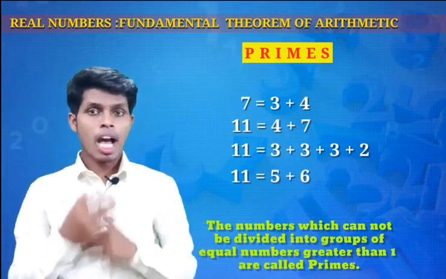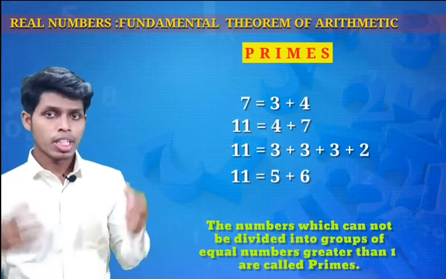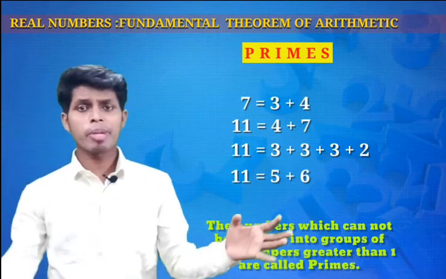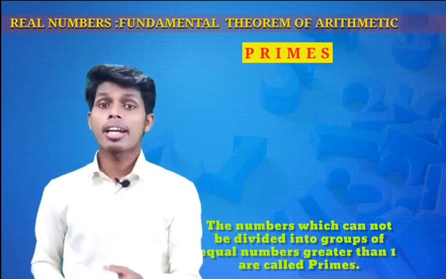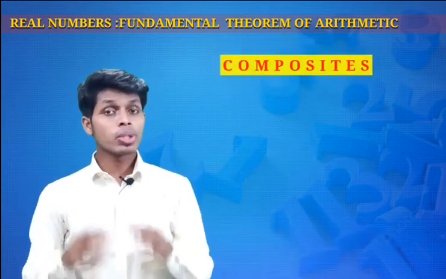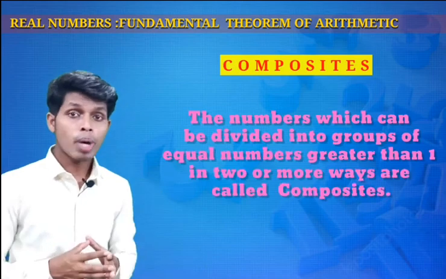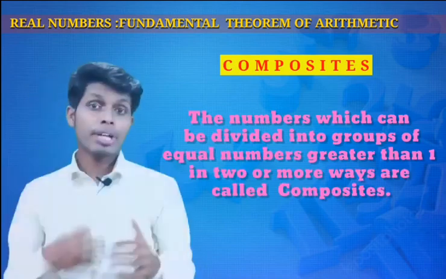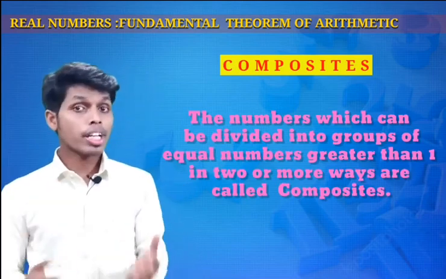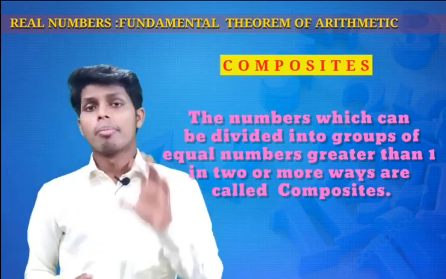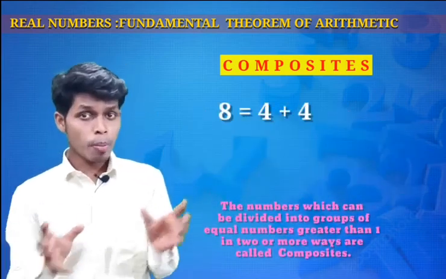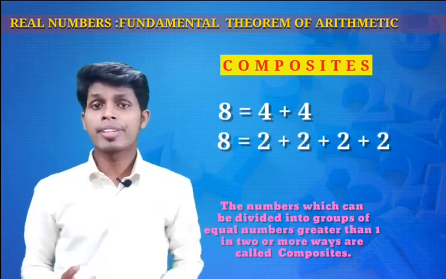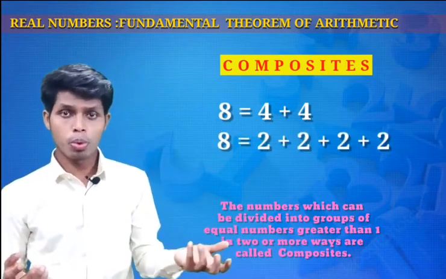Now I hope you have a clear idea about the prime numbers. So prime numbers are the numbers which cannot be divided into groups of equal numbers. On the other hand, composite numbers are the numbers which can be divided into groups of equal numbers more than one, that too in 2 or more than 2 ways. For example, you have 8 chocolates. It can be divided into 2 groups of 4 and 4. It can also be divided into 4 groups of 2.